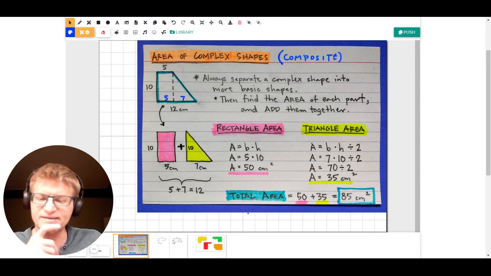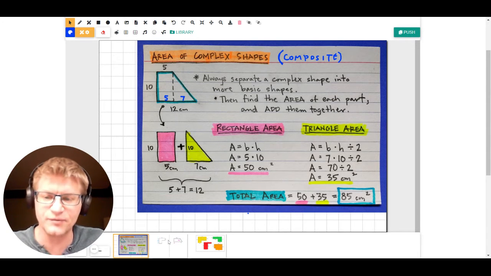And now we're going to practice two problems together. And these two problems are also composite shapes, much like this. We're going to talk about how you would set them up. So I'm going to go there now. Here's the composite shapes that we're going to practice together. I'd like you to also write these down.